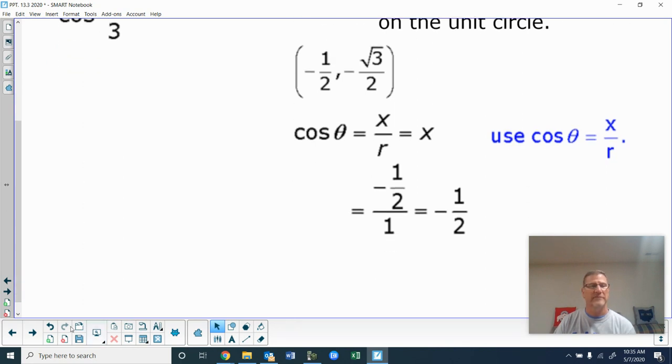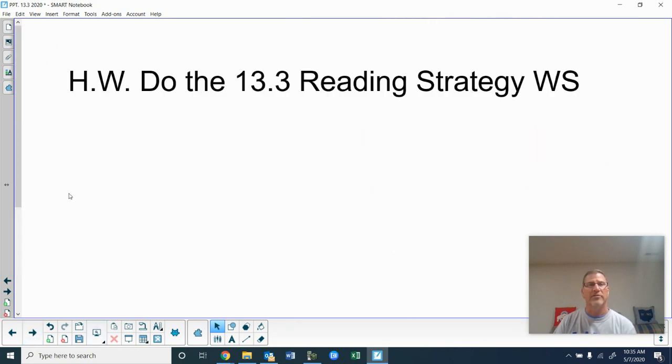All right, so here's your homework assignment. It's due the 13.3 reading strategy worksheet. I will post that worksheet. It's not very long. You're just filling in the blanks. You're looking at a picture of the unit circle. Remember how to change from degrees to radians, and radians to degrees.